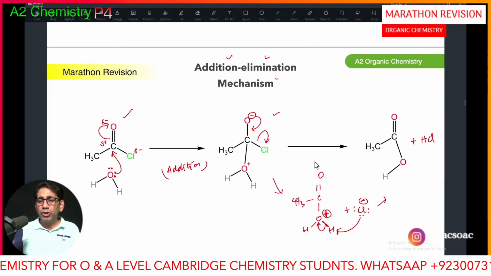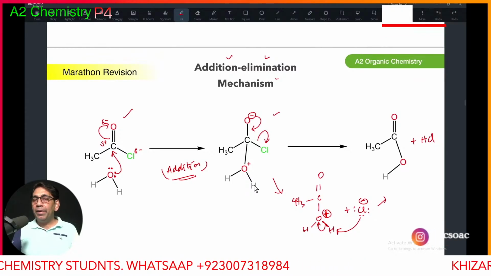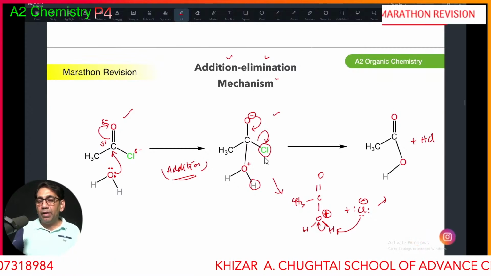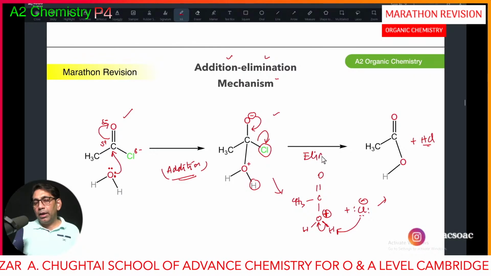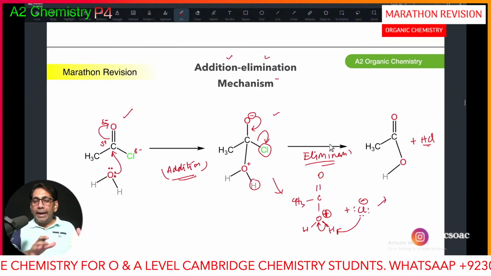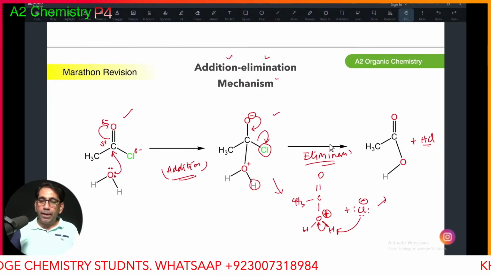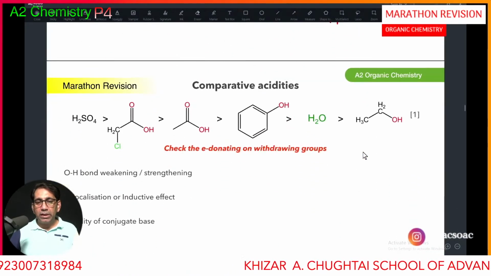This is called elimination. Why is it called elimination? The first step is addition. In the second step, we have eliminated a small molecule, H from one side and Cl from the other side, HCl. So the second step is called elimination. So addition-elimination is the name of this mechanism, and you will have to revise it completely.